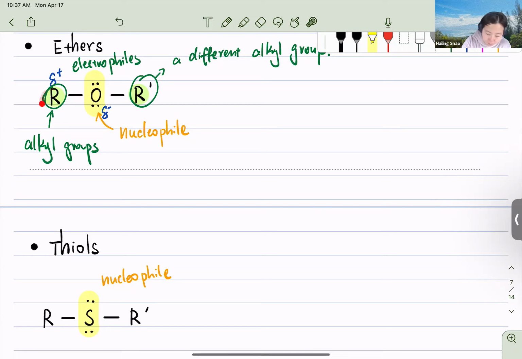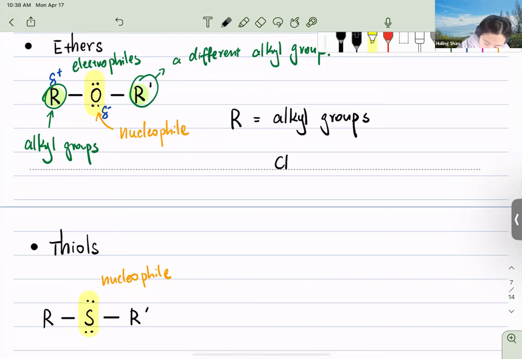And just remember, when we are writing R group and R prime, what we are saying is that these R groups are some general alkyl groups. In any general alkyl group, you have like CH2, CH3, etc. So it's always a carbon atom bonded here and here.